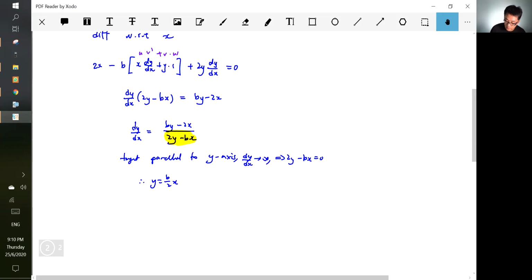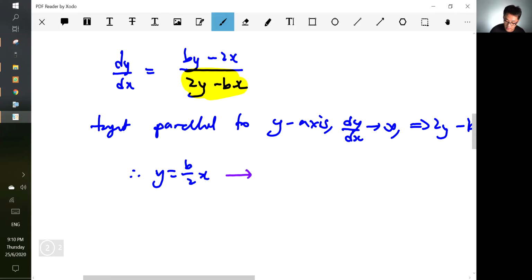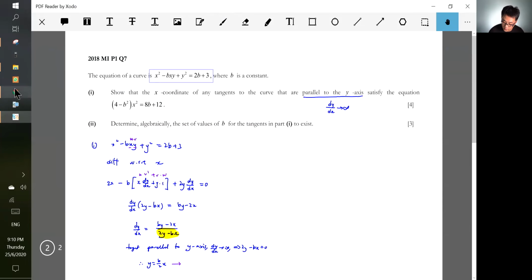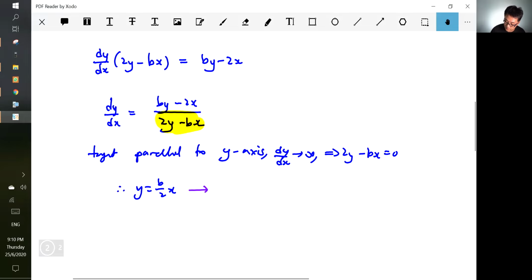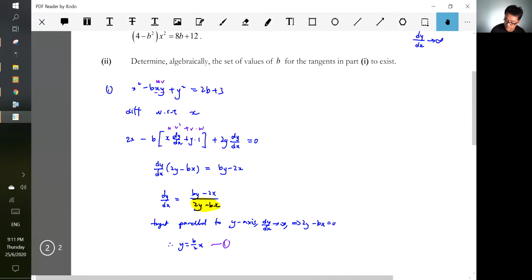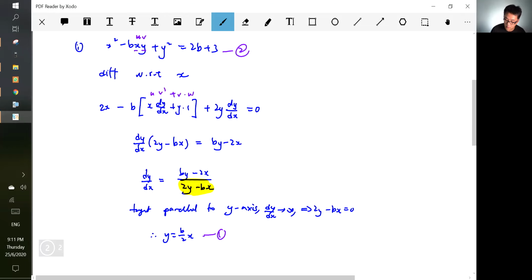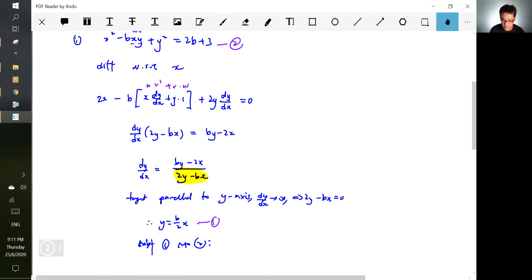So now, the point that you're looking at satisfies this equation. In order for you to find this point, this line equation here will also satisfy the curve equation. So what you need to do is just sub 1 into 2 lah. Sub into the curve. It will also satisfy the curve equation. This type of question, just sub the y value back into the curve.